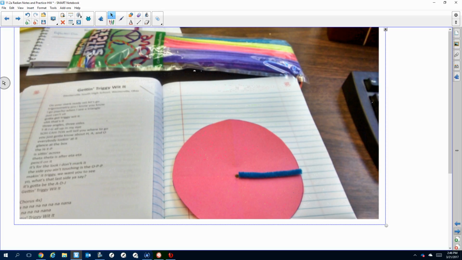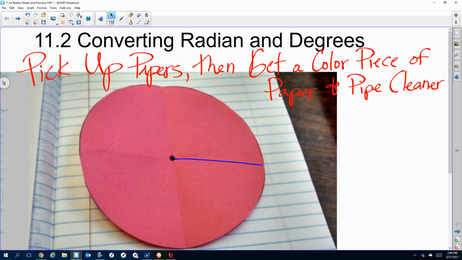Fold it into fours so you can create your center, and then draw a radius and then use your pipe cleaner to line up and show the length of your radius. We're going to construct or use an activity to discover radians.